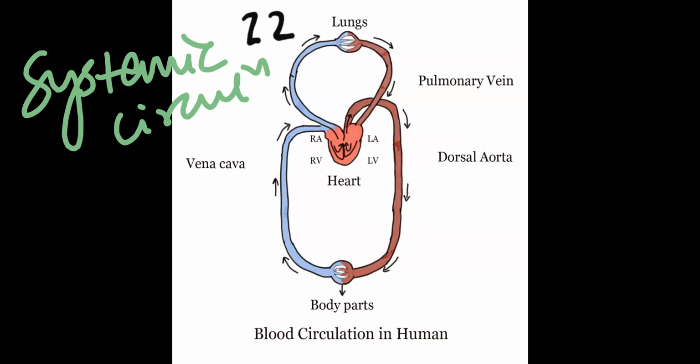From these body parts, deoxygenated blood is collected by which veins? Systemic veins. All the veins, major veins, a number of veins, systemic veins. The pulmonary vein is not a systemic vein, by the way. These systemic veins finally open into two major veins. Which are they?